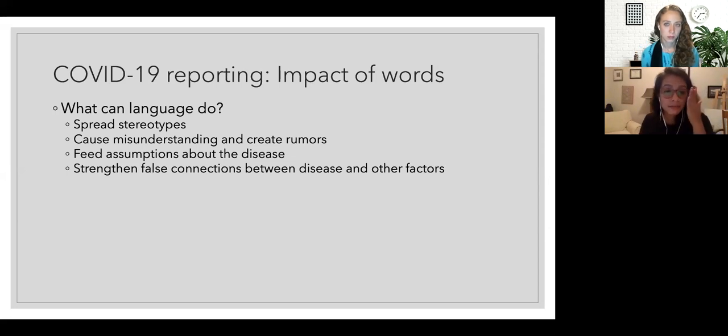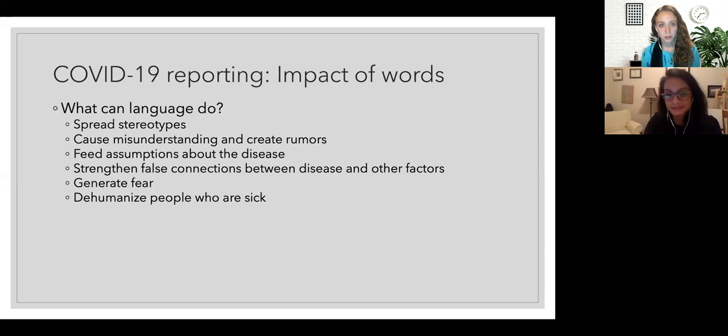It can strengthen false connections between the disease and other factors. So what we're saying here is it links a cause of death, or it links a contraction of the disease, with something that is unrelated because of some of those rumors. And it can confuse people, which is a big part of it. It generates fear, and it can dehumanize people who are sick.